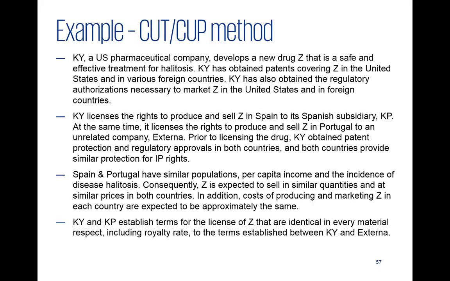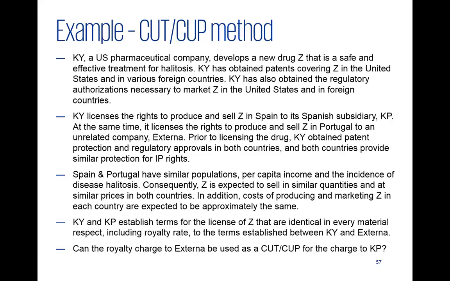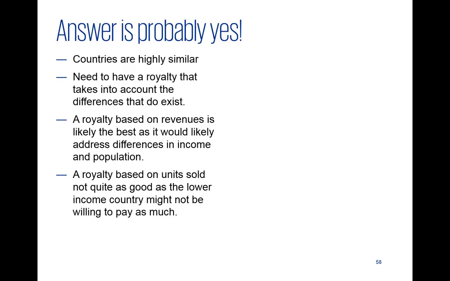KY and KP establish the terms for the license of Z, and those terms are identical in every material aspect, including the royalty rate, to the terms established between KY and Externa. So can we use the comparable transaction that's uncontrolled with Externa as a CUT or CUP for the charge to KP? Well, the answer for this is probably yes.